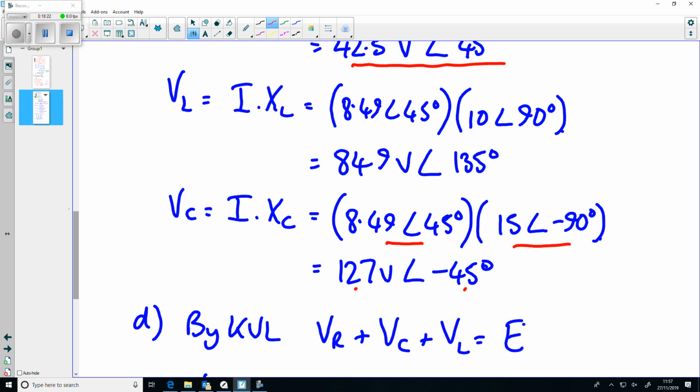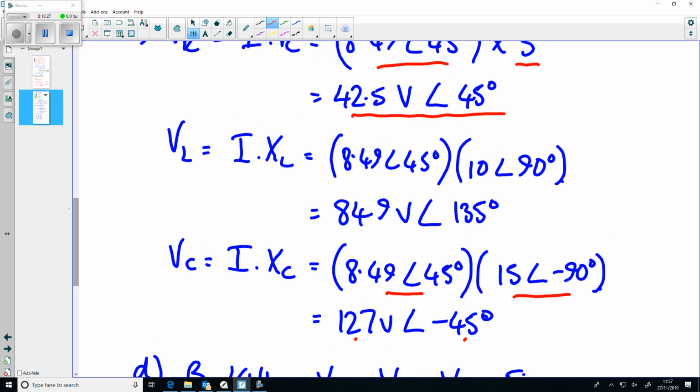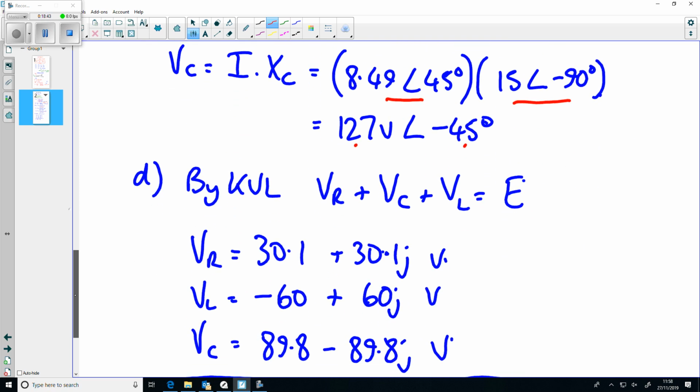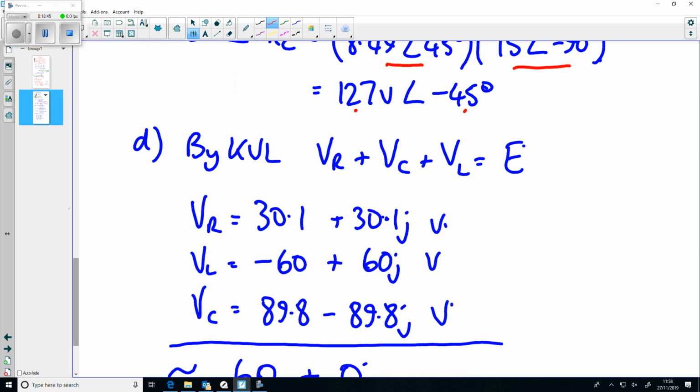You look at those values and you say, hang on a minute, 42 volts, 84 volts, and 127 volts do not add up to 60. But that's because they're all acting at different times. They're all out of phase with each other. We need to confirm Kirchhoff's voltage law, which says VR plus VC plus VL must equal the voltage you're putting on the circuit in the first place.